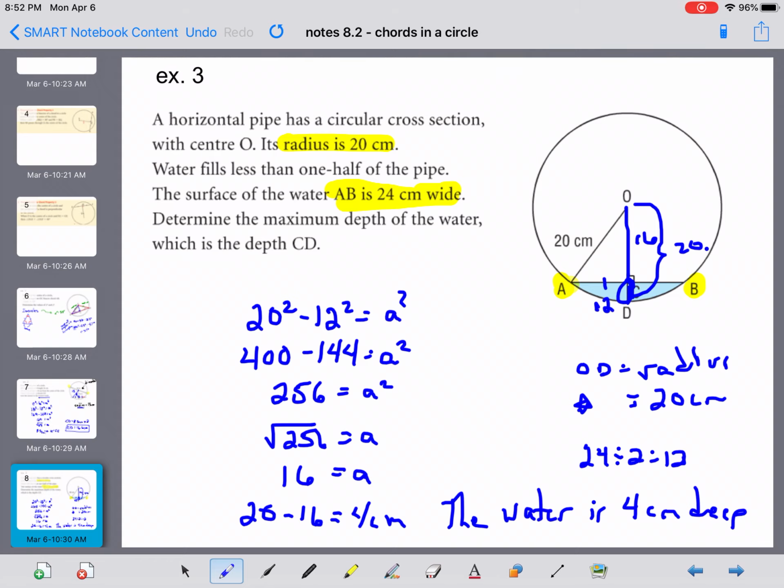Hopefully this is sort of making sense. This is where the chords get a little bit trickier, because you have to think about drawing. Frequently you're thinking about making triangles and drawing what you need to draw to make it work. So if you have questions, obviously let me know. I'll give you some work to practice and try some of these problems. Good luck, guys.